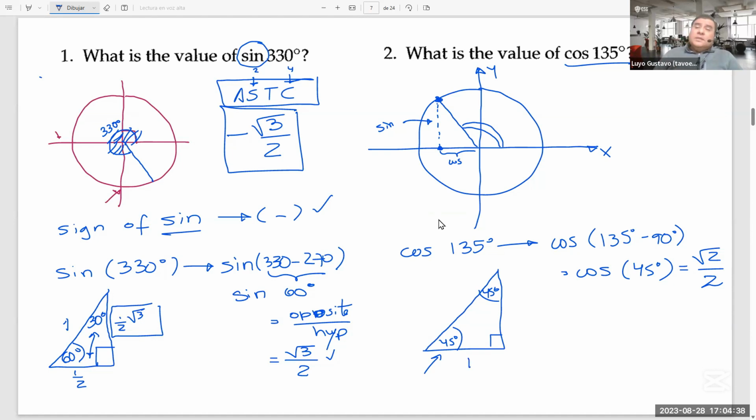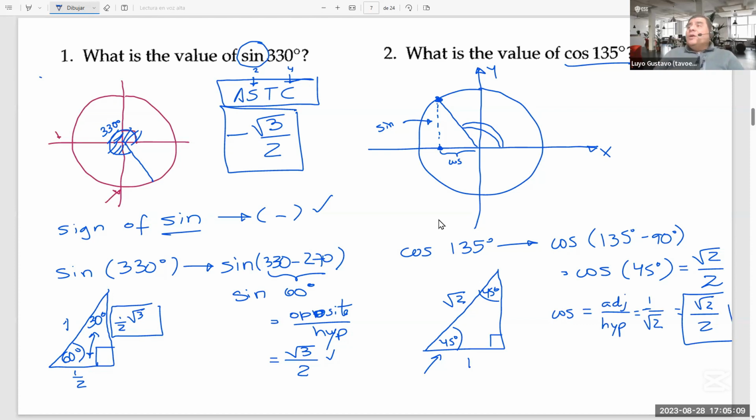So what is the hypotenuse of this? 1 over square root of 2. So what would be the definition of the cosine? The cosine would be the adjacent side divided by the hypotenuse. So this is 1 over the square root of 2. You rationalize and get square root of 2 over 2. But this is not the answer. We've just calculated the absolute value of the cosine.